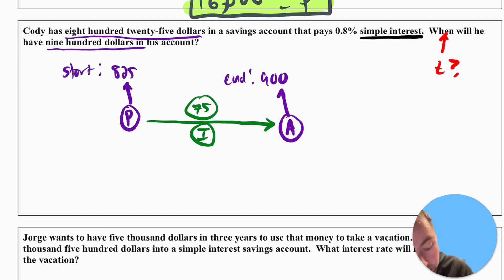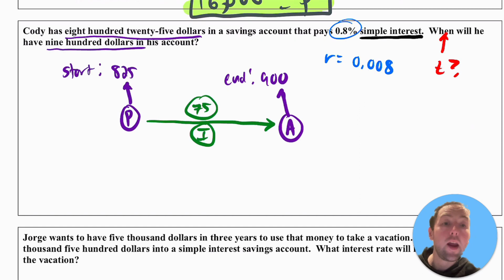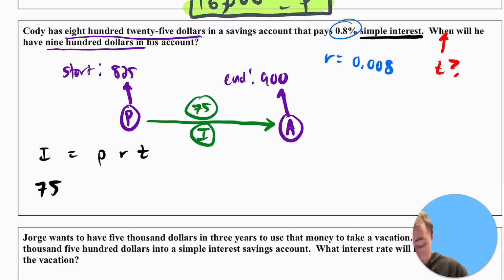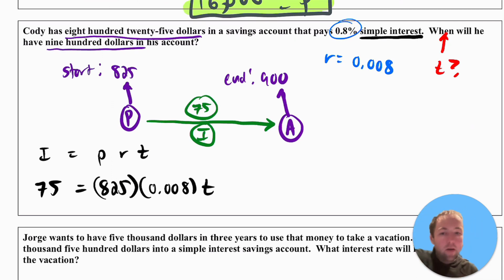The last thing that we also know numerically here is the annual interest rate. If we move that decimal over a couple spots, you're going to have a couple of zeros before the 8, and that would be the interest rate expressed as a decimal. So we could solve for the time using I equals PRT. It's just that now the t is unknown. If we substitute everything in, we put in 75 for the amount of interest that we want to accumulate. And then the principal, the starting amount of 825, would multiply with the interest rate, 0.008, and then with the time. Then we can do some solving.